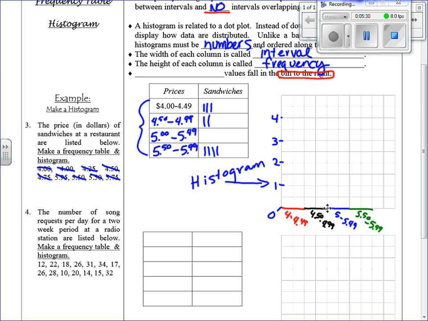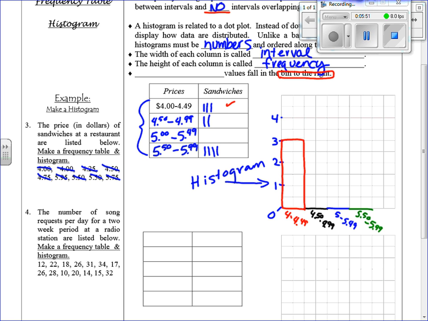Just spreading it out because I really don't have a lot of data and I don't want it all to be squished down to the bottom. I want it to be nice and spread out. So from 4 to 449, there were 3 sandwiches that were priced there. So I'm going to bring my bar all the way up to there. All right, here's my first bar.